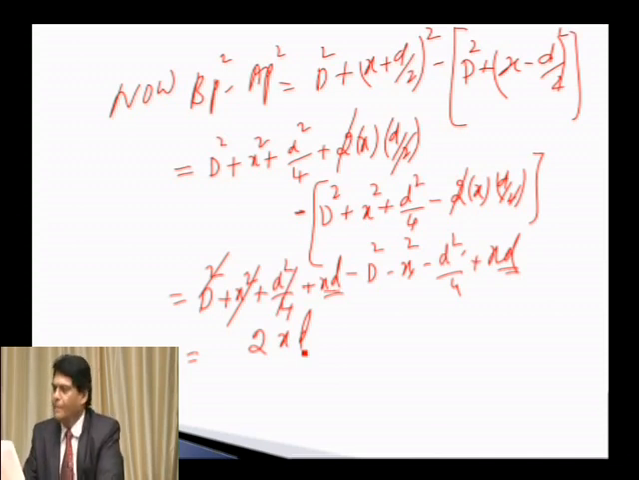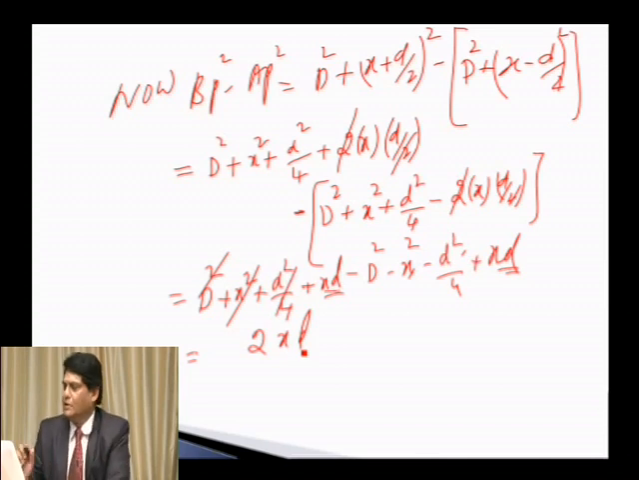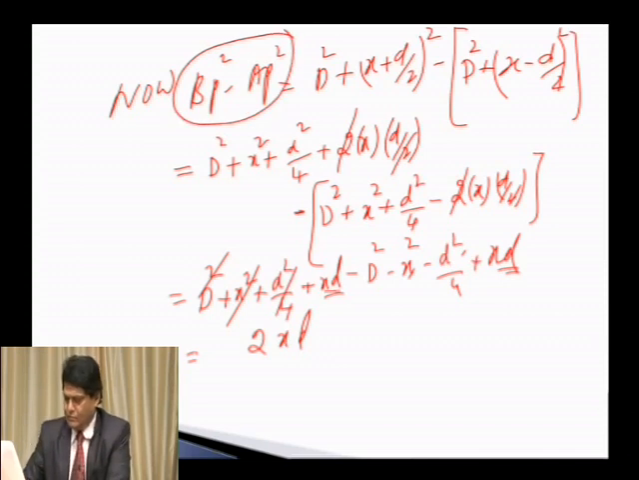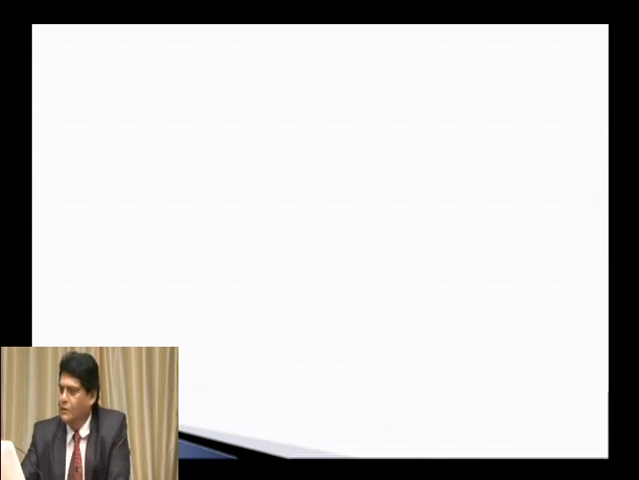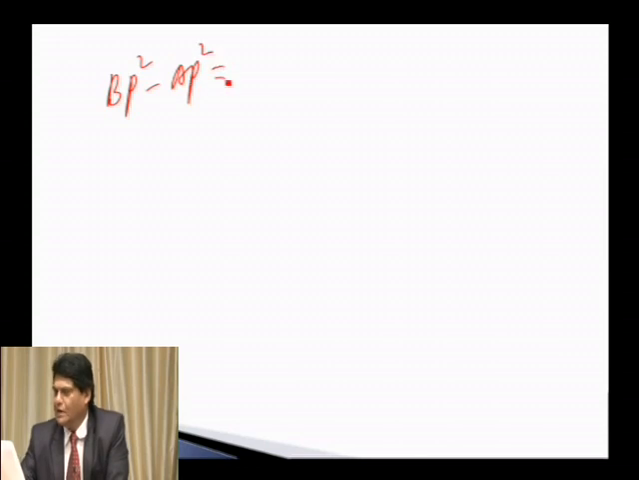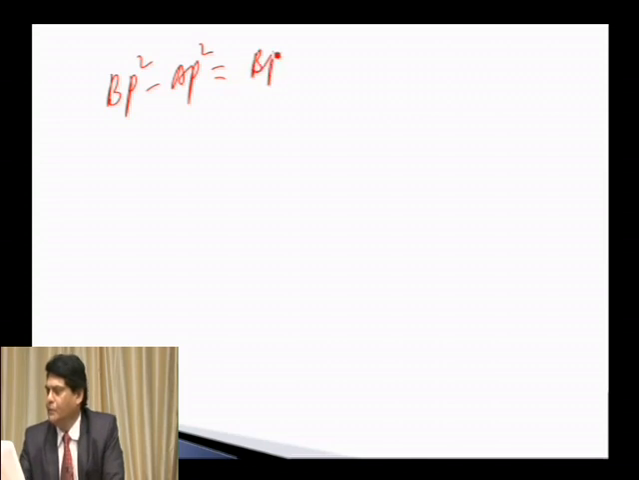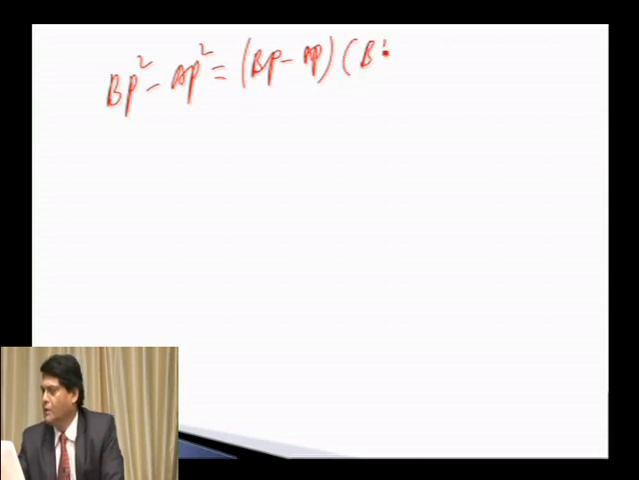Now we want to find out only the phase difference. To obtain this phase difference, look here, we can split this as bp square minus ap square. It is in the form of a square minus b square, so I can write this as bp minus ap into bp plus ap.